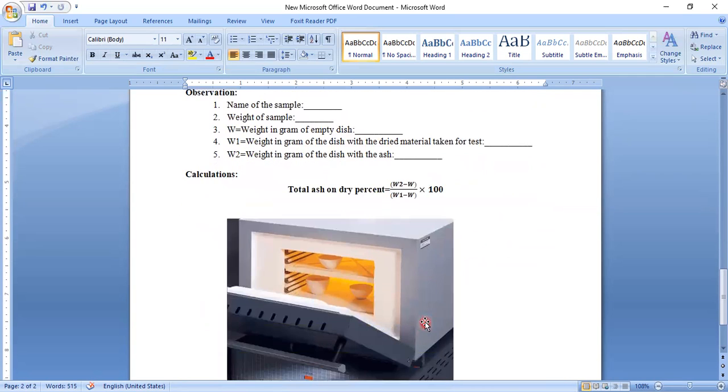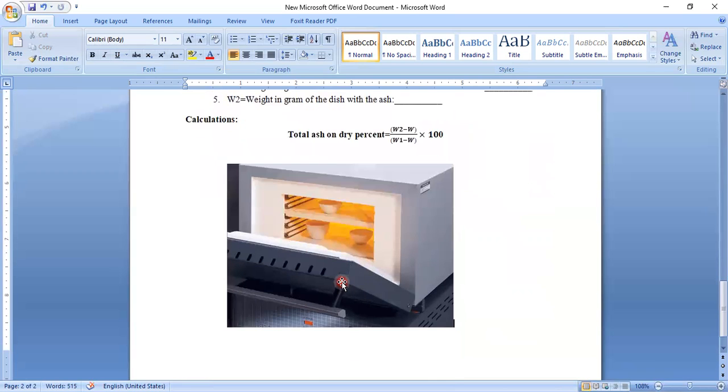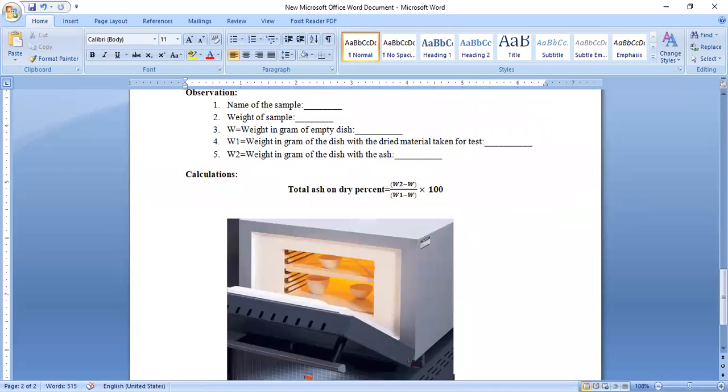So this one is the muffle furnace, which is used for finding out the ash content. A silica crucible has been used on which your food sample has been put in the muffle furnace, and that is set for 550 to 600 degrees Celsius. So this is all about the practical determination of moisture content of the given food sample, as well as finding out the ash content of the given food sample.